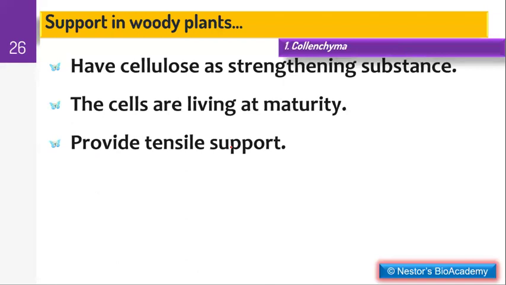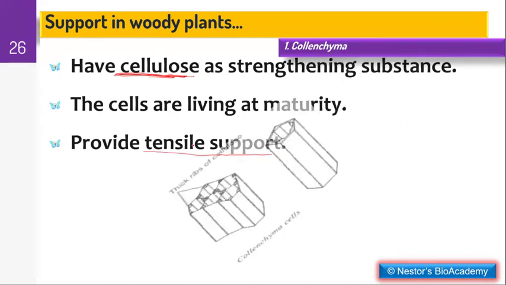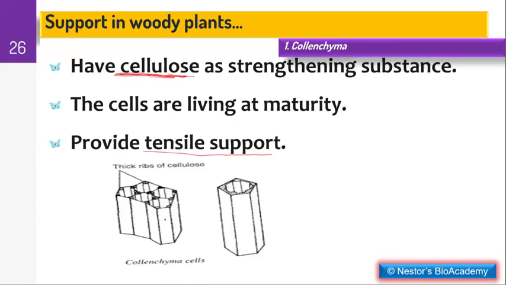The collenchyma tissue is made up of cells which contain cellulose as a strengthening substance. Most of these strengthening tissues, they must possess a substance which gives them strength. And cellulose is a complex polysaccharide which tends to be very firm. It's quite rigid, so that enables the cells which contain it to have firm support. So the collenchyma, the cells are always living at maturity, and they are very, very important in providing tensile support to the plants.